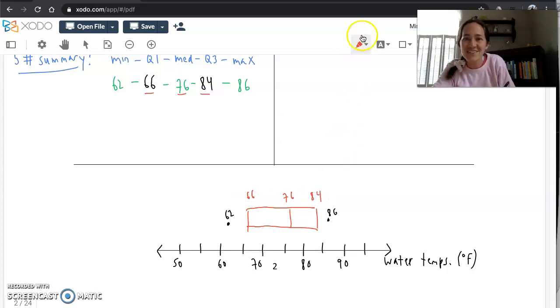And now to connect the whiskers, right, the 2 points to that box. So the 62 connects and the 86 connects, and you have a box and whisker plot. You can talk about the spread of the data now. Because this is such a short whisker, it actually means 25% of the data falls within just this 2 degrees on the number line. A lot of the data is from 84 to 86, and then you've got this middle 50%, and then the times that are 62 to 66.